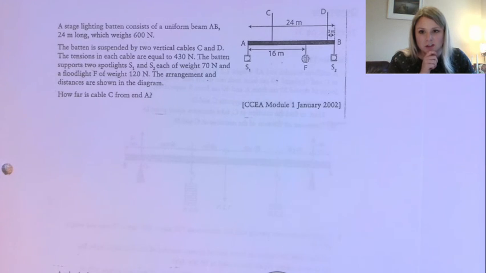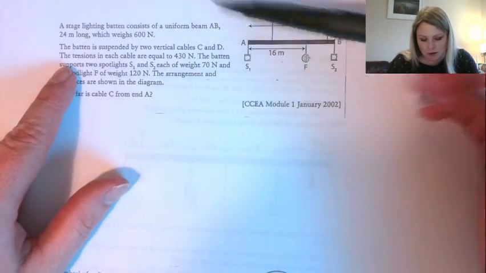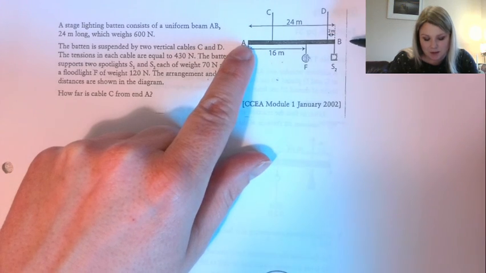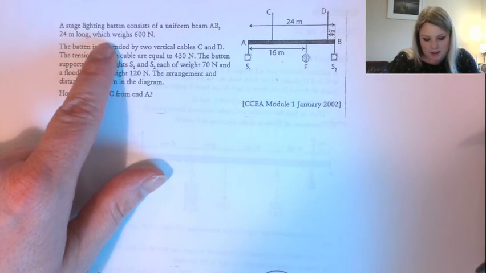Right, over on to 118 then. So this one here, not too bad. The one at the bottom of the page is a good one. So a stage lighting batten consists of a uniform beam AB, which is here, 24 meters long, which weighs 600 newtons.